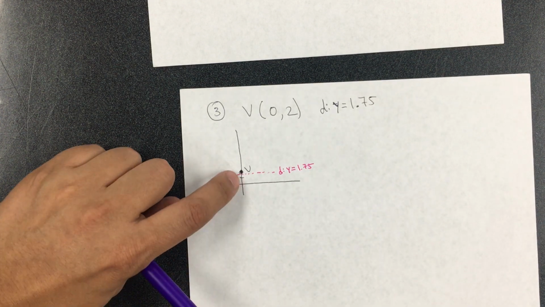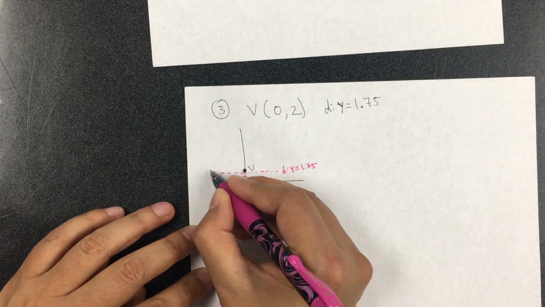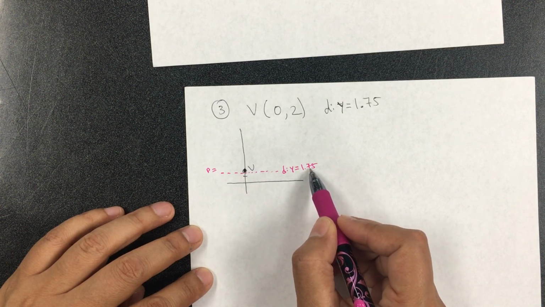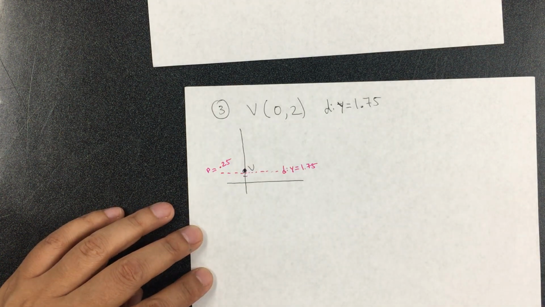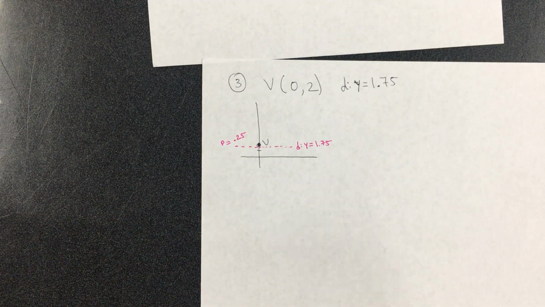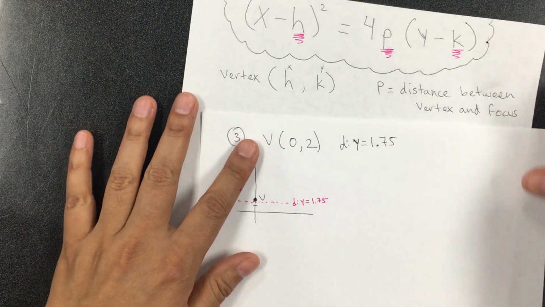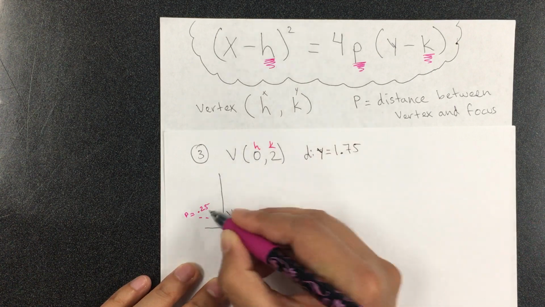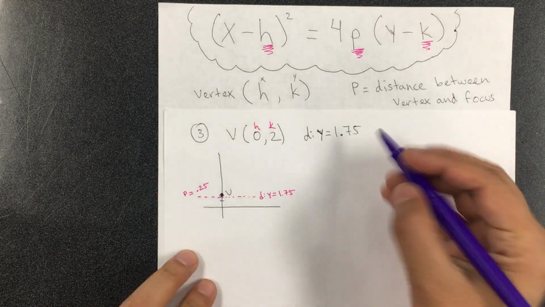So p, remember, is the distance between vertex and focus, or the directrix and vertex. So in here, we're going to say that p is equal to, what's the distance between that and that? Well, from 1.75 to 2, it's only 0.25. Okay? And so we're going to start now. Let me put the general formula here. We already have h and k, and we already found the value of p. So we can start plugging in.